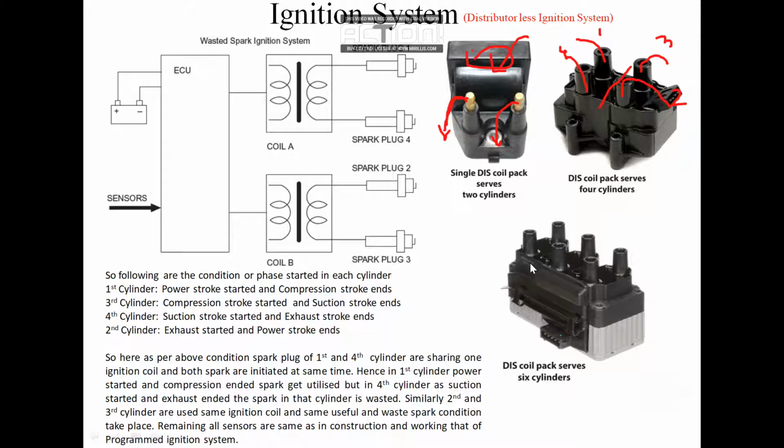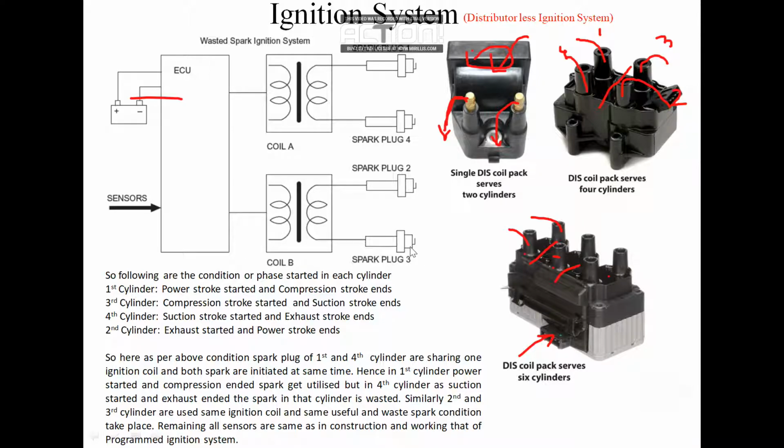Similarly, here also we have three ignition coils. This is the first ignition coil, second ignition coil, and the third ignition coil. From each ignition coil two leads are coming out to two cylinders. Okay, and this is the input wire we are connecting here in order to have a pulsation from the ECU. So this is your distributor-less ignition system.